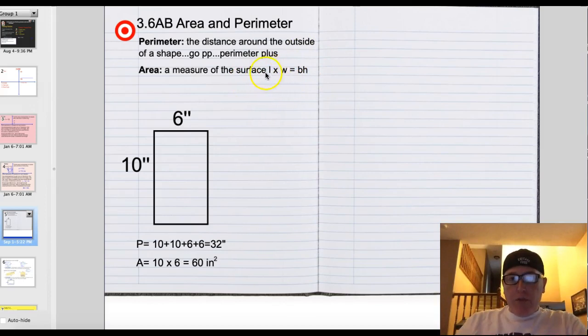The measure of the surface is length times width, or base times height. The base here would be 6, the height would be 10. Or we can think of it this way: base times height depends upon the orientation of the shape. Perimeter, go PP, perimeter plus, area, base times height.